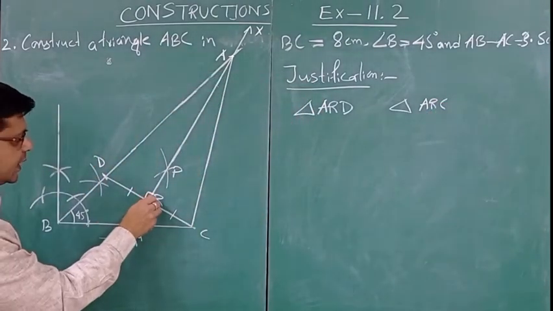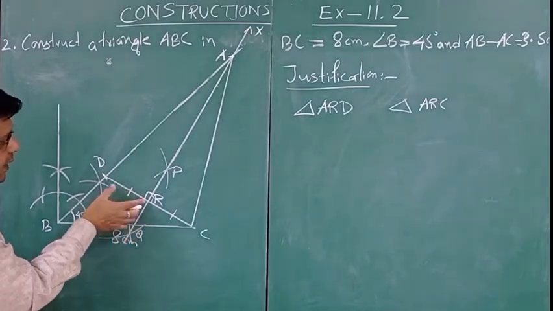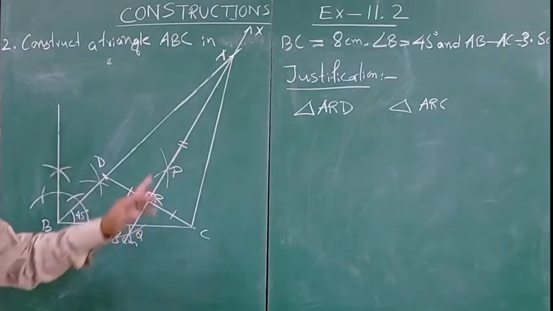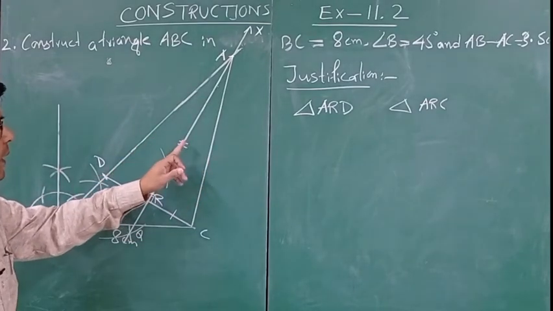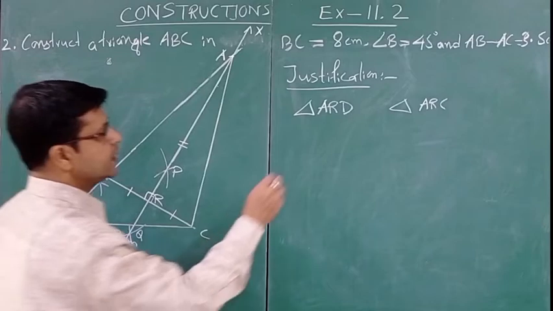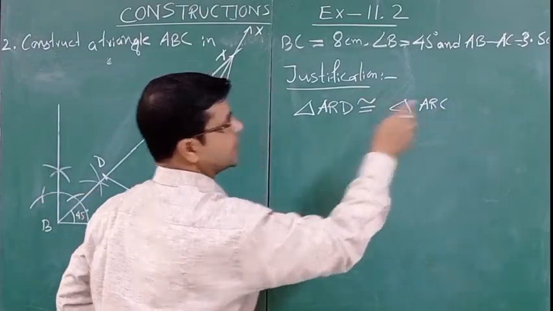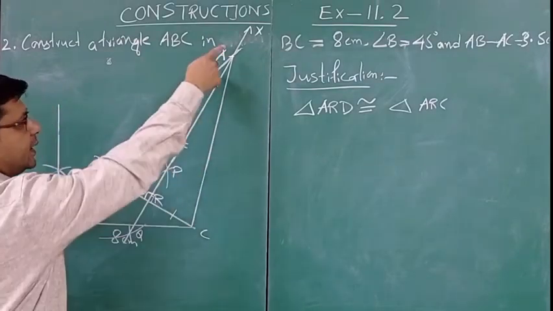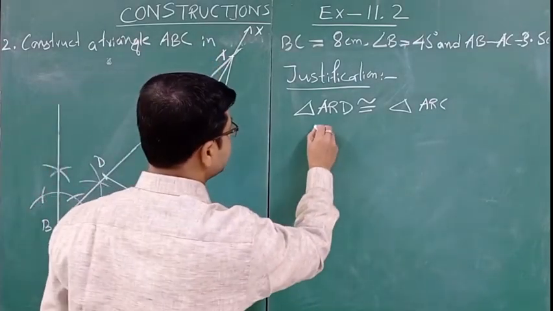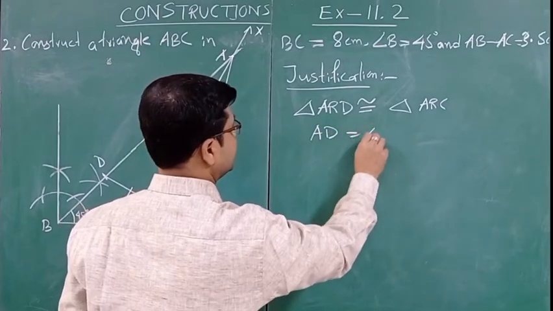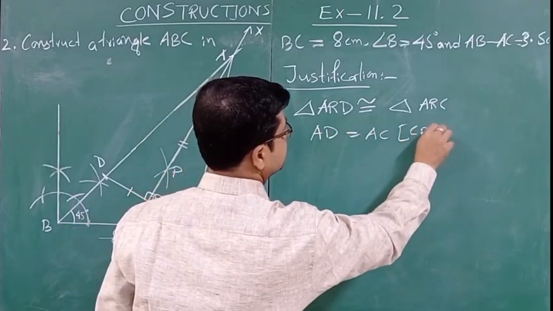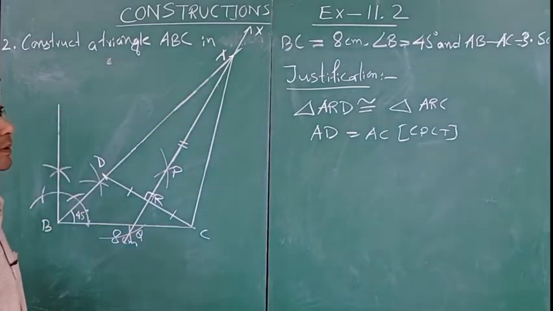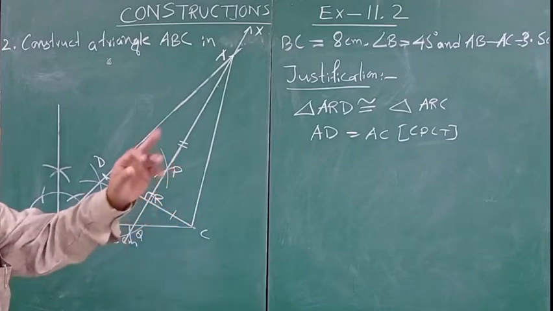At first, this angle is 90 degree, this angle is also 90 degree, this side is equal to this side by construction, because we have drawn the perpendicular bisector, and this side is common. Hence these two triangles are congruent by side angle side criteria. If they are congruent, we can write AD equal to AC, by CPCT. You can check that they are equal. Now what is given? The difference of the two sides, AB minus AC, is 3.5 cm.